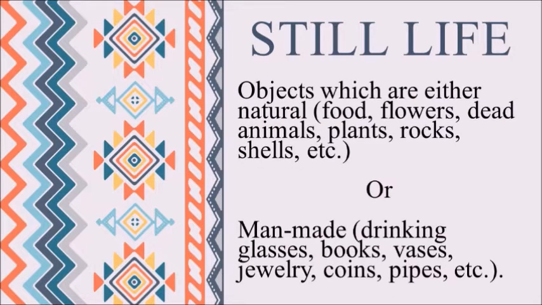Do you know what is a still life? It is a drawing or painting that focuses on still objects. Subject matter, it doesn't move. Still life can be of natural objects, and they are food, flower, dead animals, plants, rocks, shells, and it can be man-made, which can be drinking glasses, books, vases, jewelry, coins, pipes, and so on.